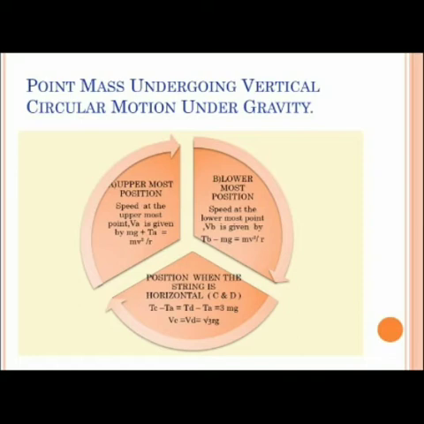So if I talk about the velocities at the horizontal positions at the points C and D, it is given by the formula Vc is equal to Vd, which are at the equilibrium positions, represented by square root of 3rg. These are the classical formulas which have been derived by considering the tensions present at the topmost position, the bottom position and the horizontal positions. Thus, it gives us a clear picture about the vertical circular motion.